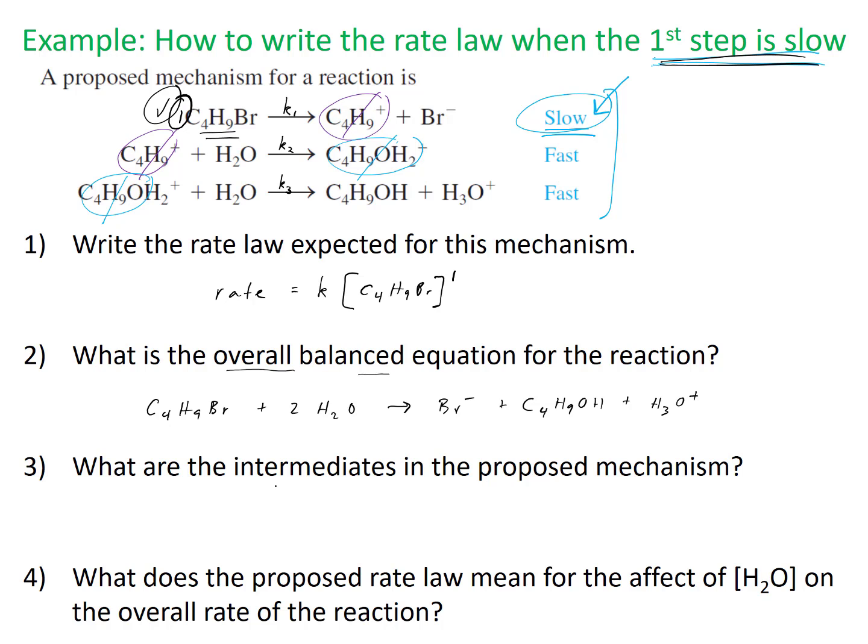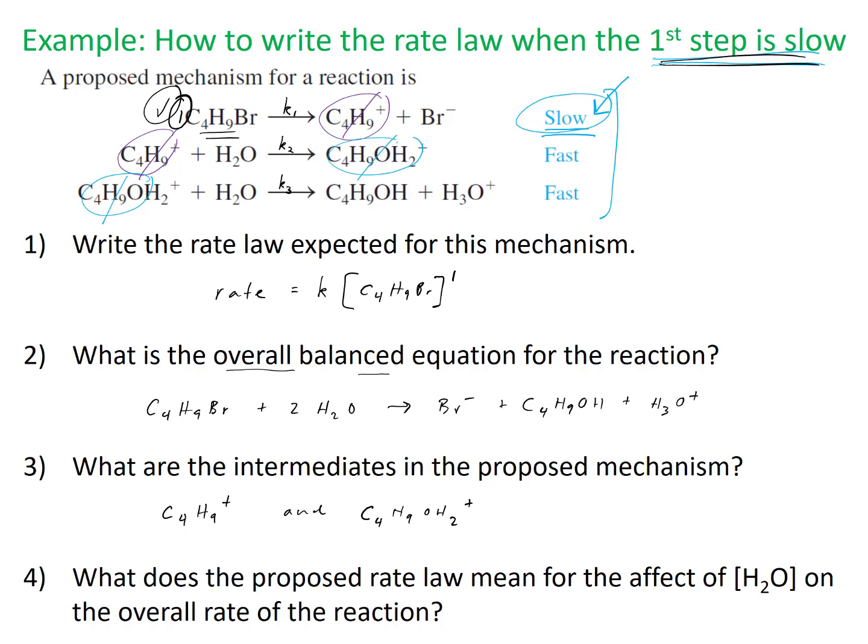And now this asks what are the intermediates. Those are the things I canceled out. C4H9 plus, and you have another intermediate. Notice there's no catalyst shown here. There was nothing that was created and then regenerated as a product. There's nothing like that here. And the thing I wrote circled in blue, C4H9OH2 plus. Those are the two intermediates.